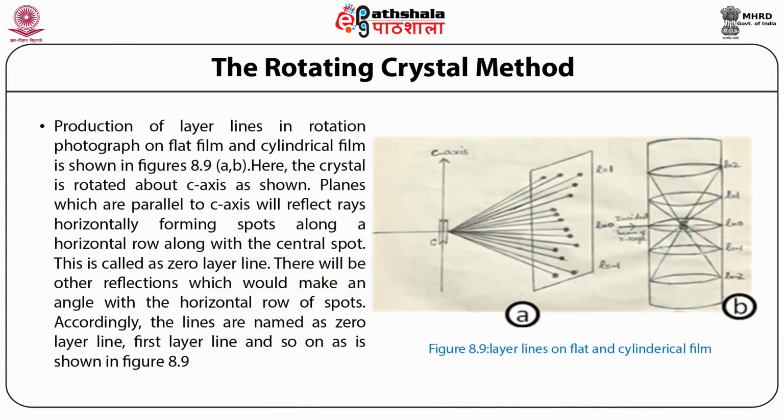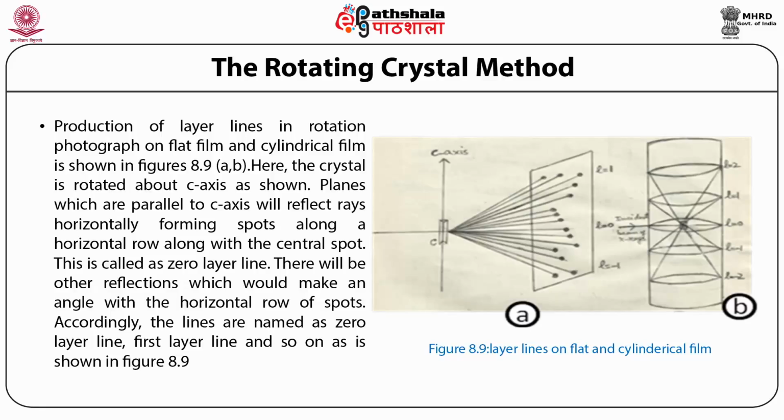Production of layer lines in rotation photograph on flat film and cylindrical film is shown in figures 8.9a and b. Here the crystal is rotated about the C-axis as shown. Planes which are parallel to the C-axis will reflect rays horizontally, forming spots along a horizontal row along with the central spot. This is called the zero layer line.